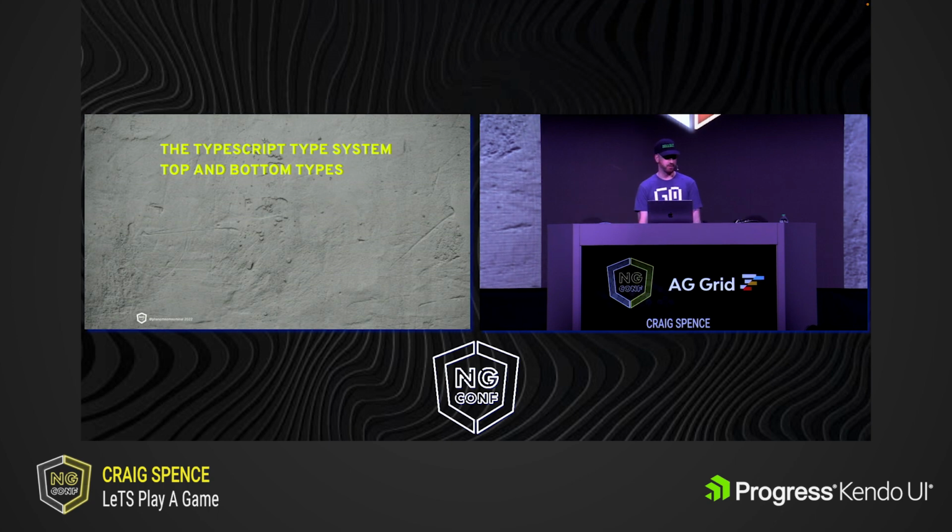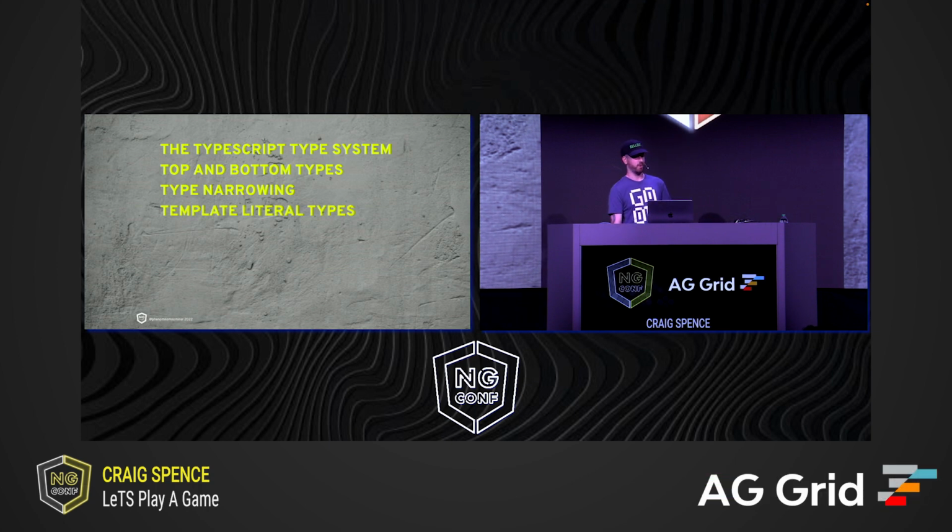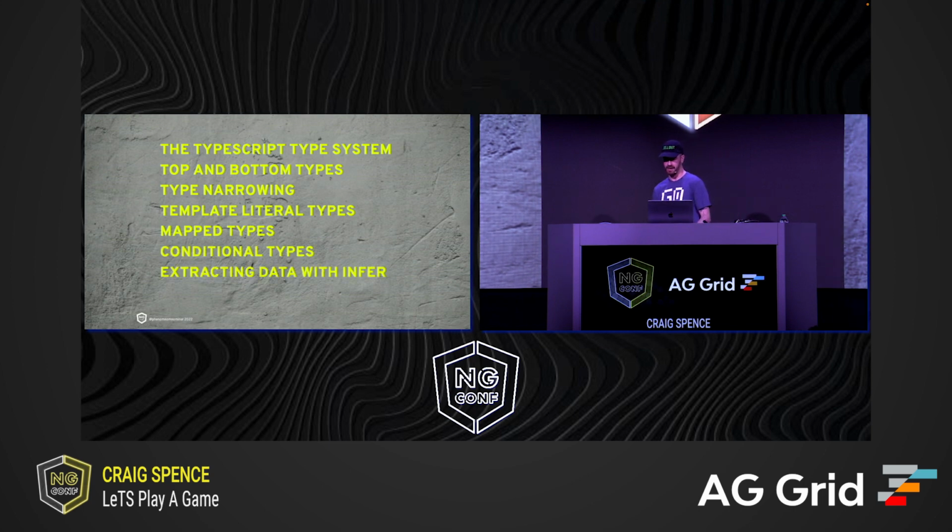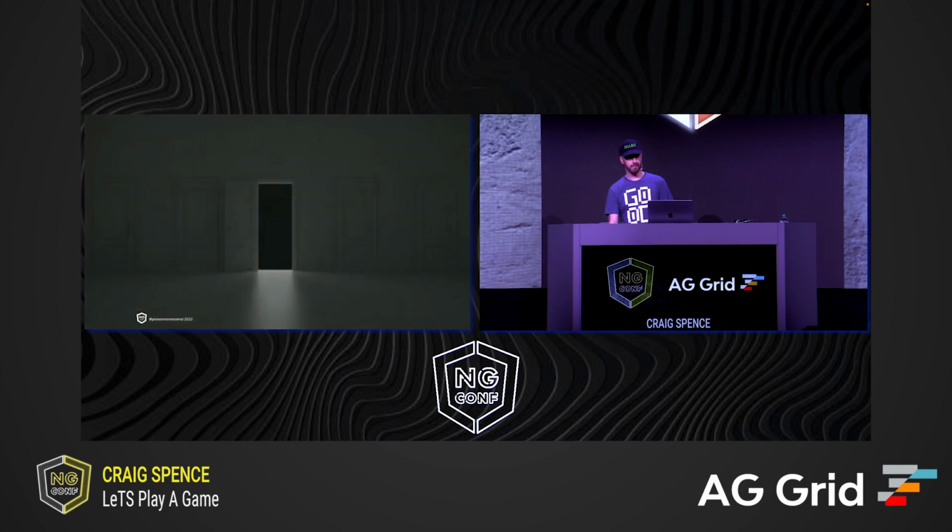So, we learned about the TypeScript type system, about top and bottom types like any, unknown, and never. We learned about type narrowing and using type guards. We covered template literal types and how they can be used to express all kinds of string types. We used map types to manipulate the properties of types. And we used conditional types and infer to interrogate types and make decisions.